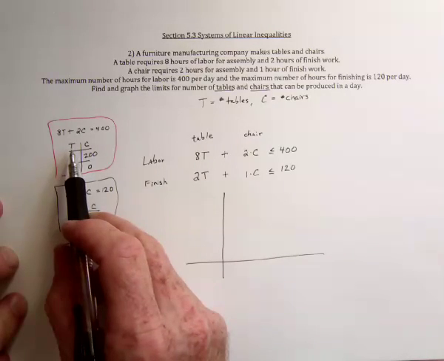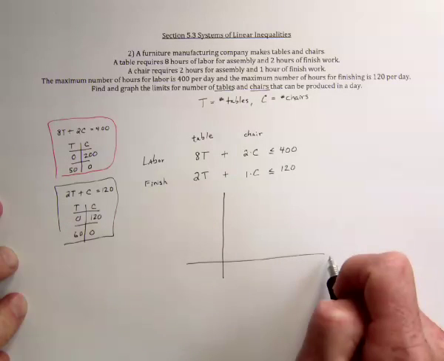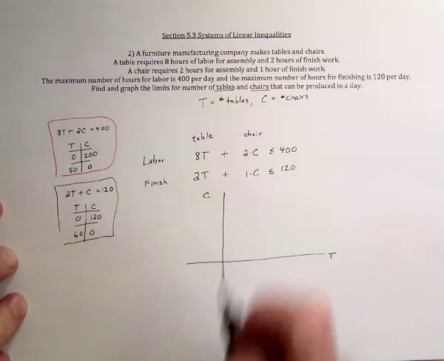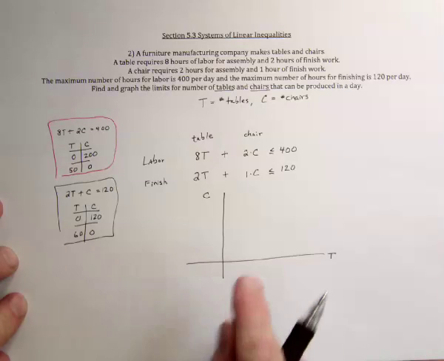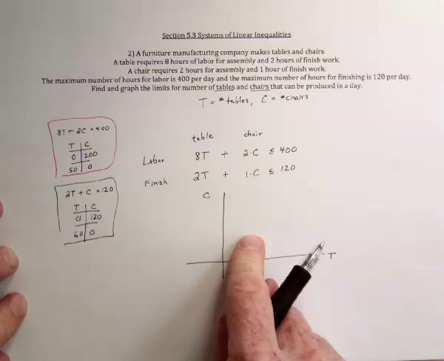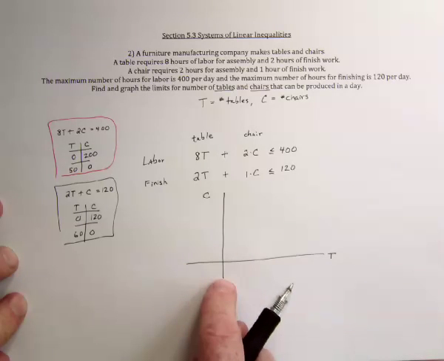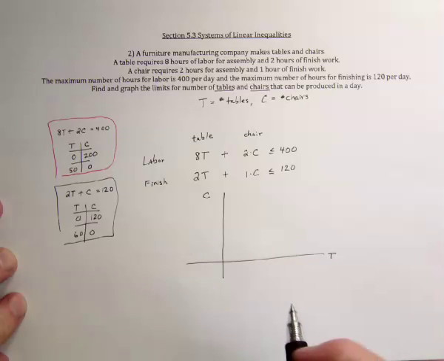So I've basically set it up as if this were the x variable and this were the y variable. So this is going to be the horizontal variable, the number of tables, and vertically is going to be the number of chairs. Also, we need to be graphing only in the first quadrant because negative tables or negative chairs don't make sense. So just graph it in this first quadrant.